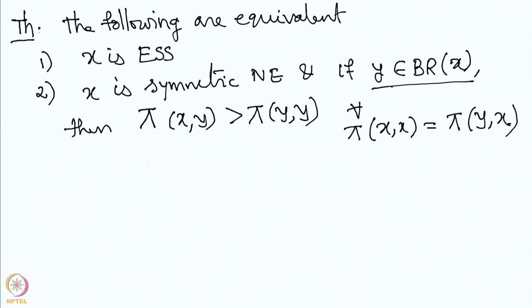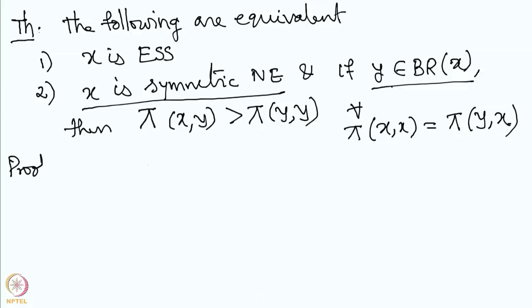So there are a few points which I would like to make. I am simply calling x a symmetric Nash equilibrium. Remember, this is a symmetric game, both players are going to play the same strategy in a symmetric equilibrium. Therefore, what I mean by x is a symmetric Nash equilibrium is actually x comma x as a symmetric Nash equilibrium. Okay, now let us try to prove.